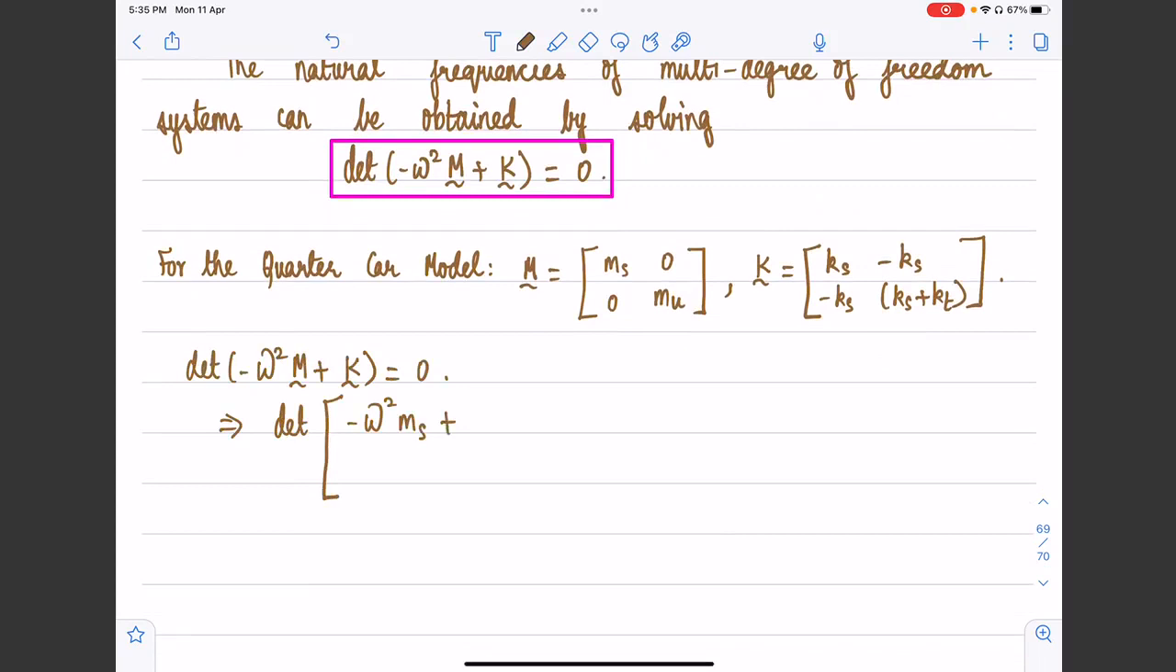So first let's write down determinant of minus omega squared M plus K. Okay, so how do I get minus omega squared M plus K? First I multiply the mass matrix by minus omega squared and then add the stiffness matrix K. So it will become minus omega squared ms plus Ks, and then we'll have minus Ks, then minus Ks, then minus omega squared mu plus Ks plus Kt, okay, and that's going to be equal to 0.